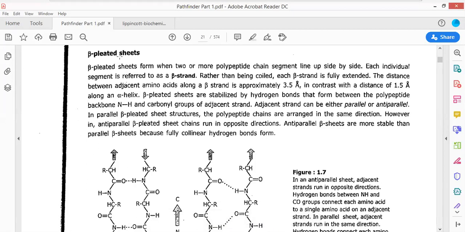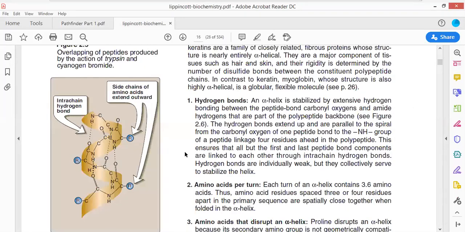Now moving forward, there is another conformation that can be achieved, which is referred to as the beta pleated sheet structure. Now what is this beta pleated sheet structure? We will have to visualize how this beta pleated sheet structure is produced. Now please look at the Lippincott.